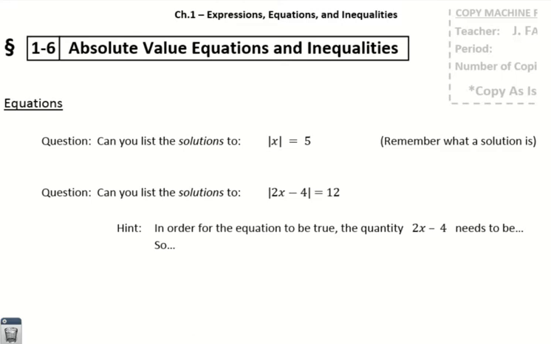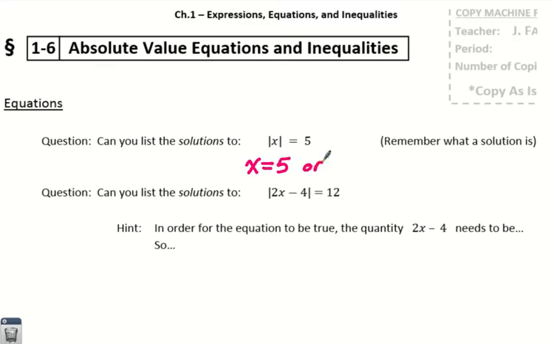So start with a question. Can you list the solutions to something really basic, like the absolute value of x equals 5? In other words, the absolute value of what numbers would just equal 5? So you could say x could be equal to 5 because the absolute value of 5 equals 5.